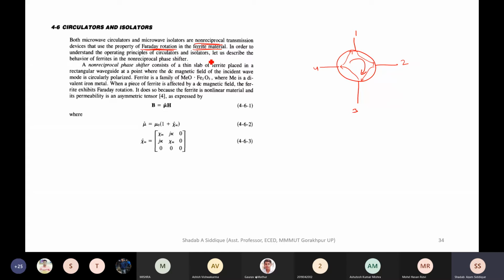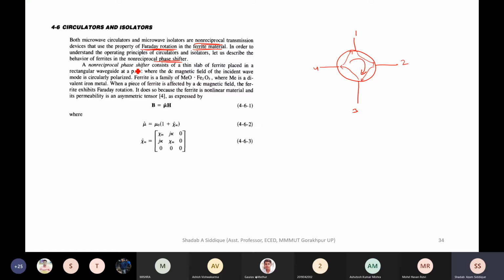Non-reciprocal phase shifter we have in this. The main purpose of a phase shifter is basically to shift, or change, the phase of the wave. And the main important thing is this one only.